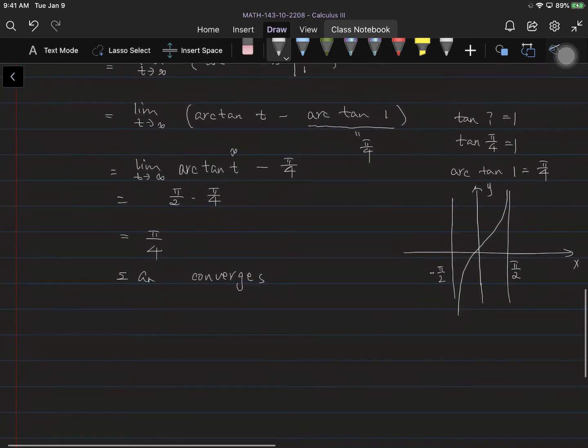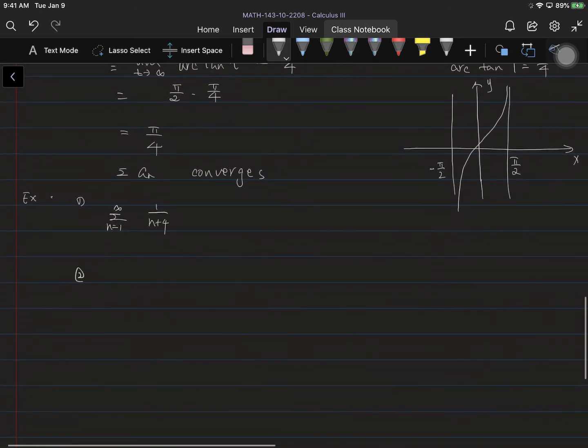Now let's take a look at the exercise problems. The first one, sum for n from 1 to infinity of 1 over n plus 4. The second one, the integral from 1 to infinity of 1 over x squared dx.